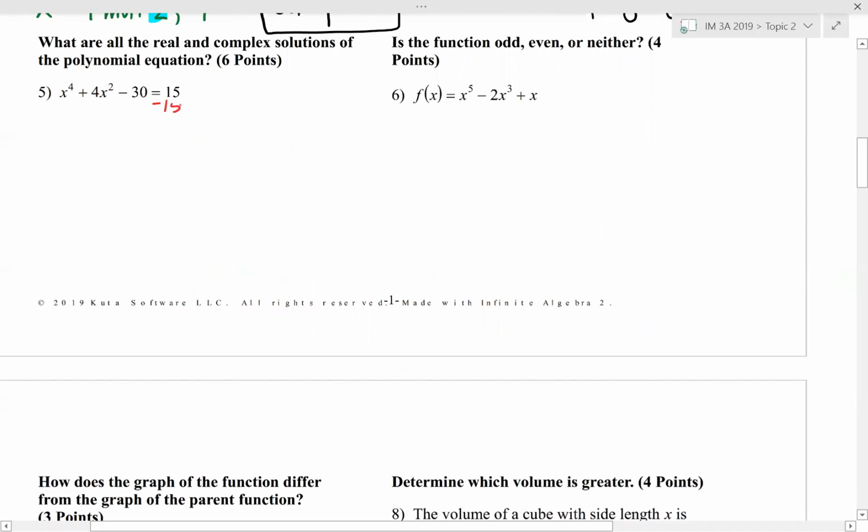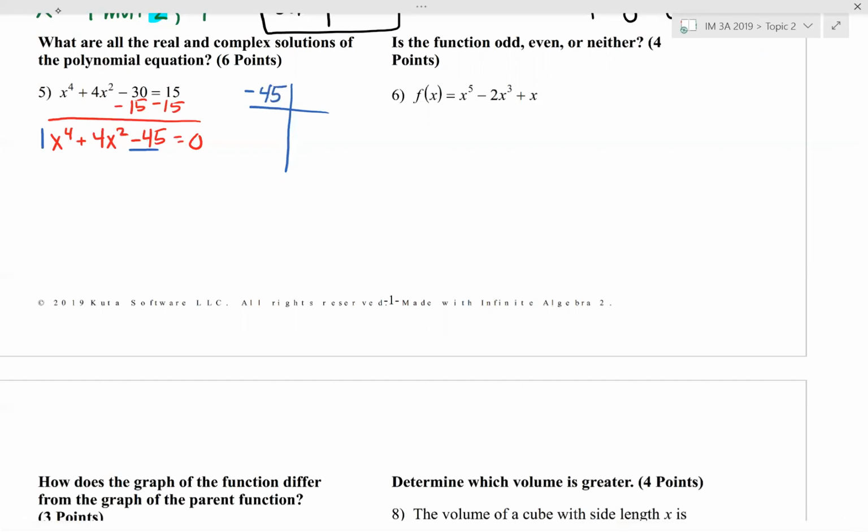We want to move the other constant over so that we have this equal to 0. So if I subtract 15 from both sides, I get x to the 4th plus 4x squared minus 45 equals 0. So what I want to do is use a product sum chart to determine what my binomial factors are going to be. So I want to multiply a, which is 1, times c, which is -45, and that still gives me a -45. So I want two numbers that multiply to that and add to +4.